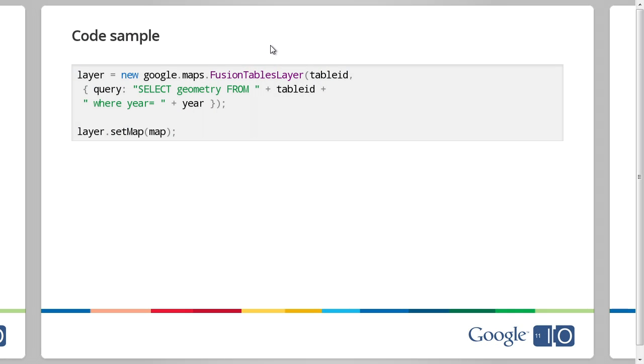So this is your basic code sample for integrating with the Maps API. Here we've got a Fusion Tables layer object. You pass in a table ID, and then you can optionally add in a query, and this is from the Poland demo that I just showed you: select geometry from table ID where year equals year, and set the layer to a map.